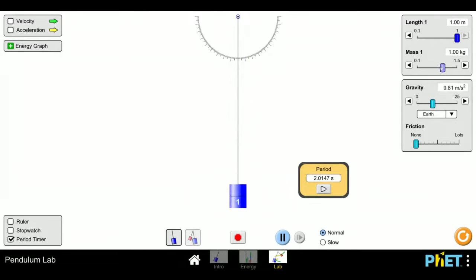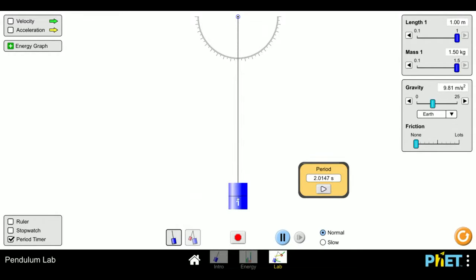You can also prove to yourself that the mass doesn't matter. You can increase the mass and try it again. And you can see you get the exact same period, a little bit more than 2 seconds for a bigger mass. Okay, so that's true.